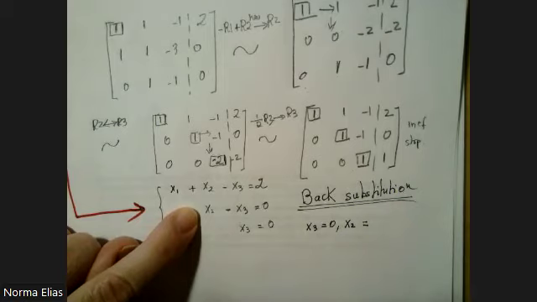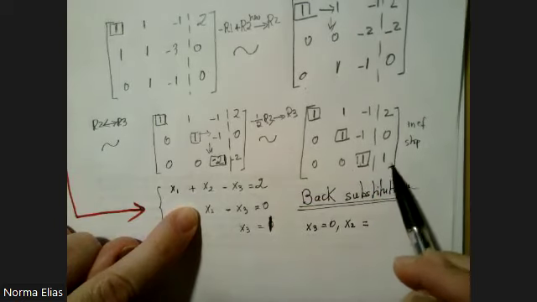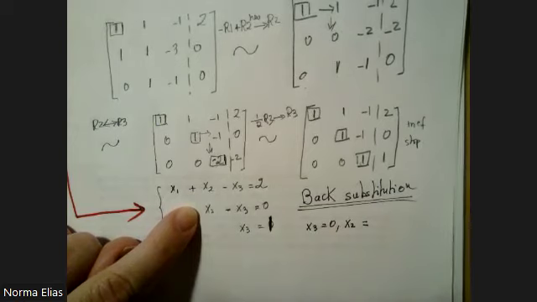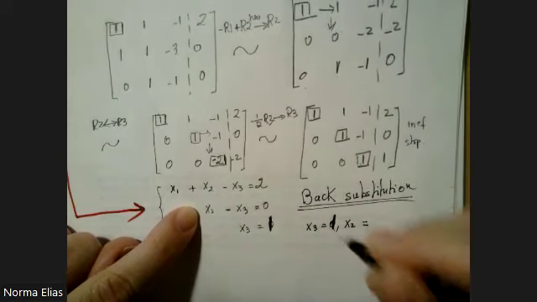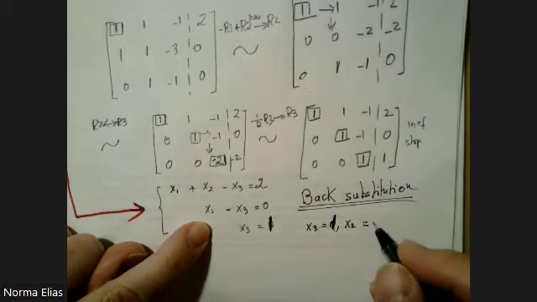Sorry, my apology. You guys should tell me if I do something wrong. X3 is equal to 1. My apology, X3 is 1. X2 minus X3 is 0, and this. So this will give me X3 is 1. Now I back up. X2 is X3. So X2 is equal to 1.